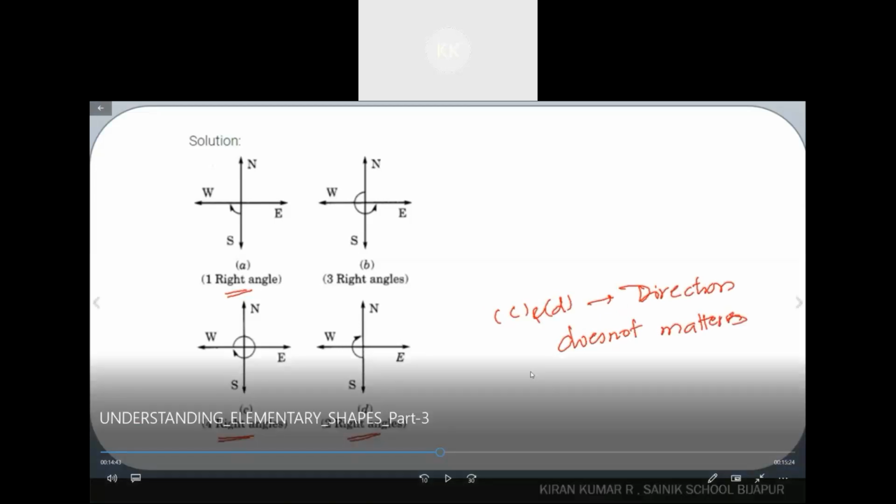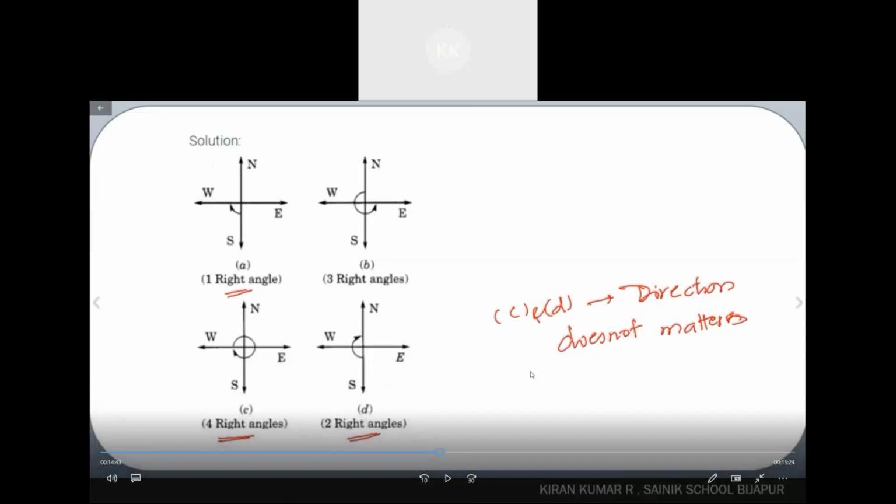Correct, no? Yes, sir. For C and D, the direction doesn't matter, sir. If it is clockwise or if it's anti-clockwise, the position remains the same, sir. Yes, sir.